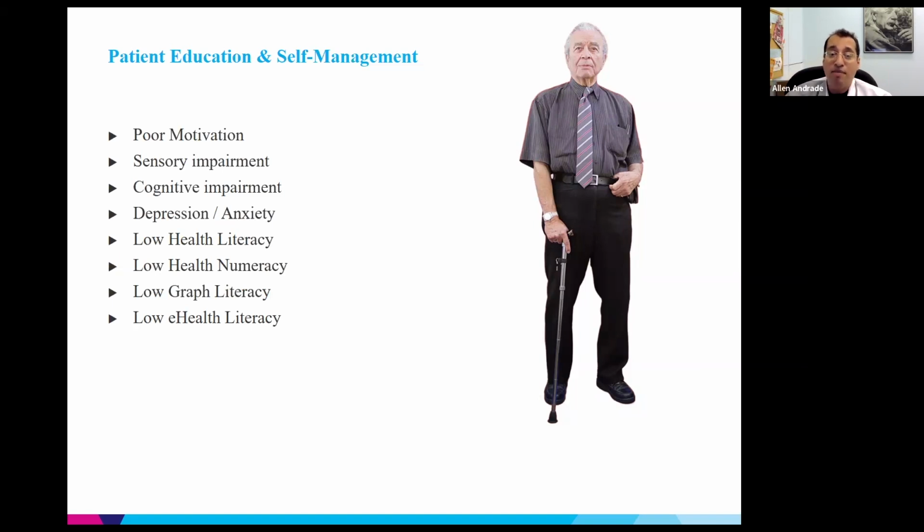And it may be that the individual might have difficulty navigating the digital device, so much so that they can't comprehend information that's being presented to them on the digital device.